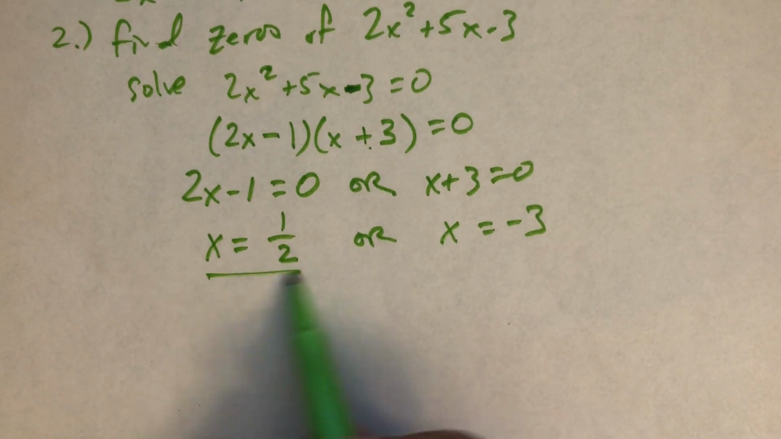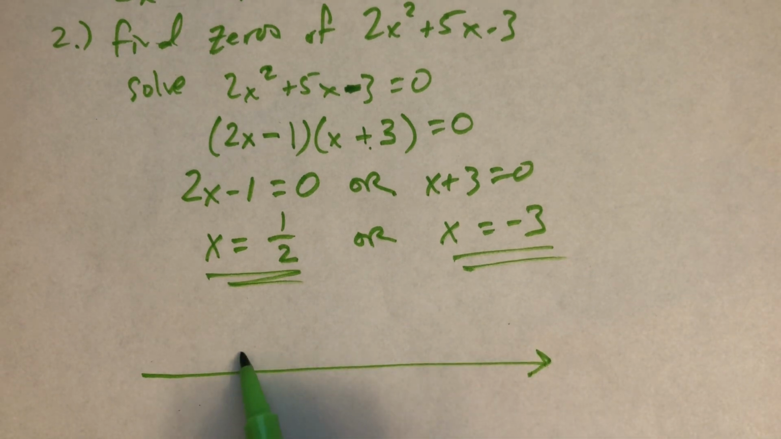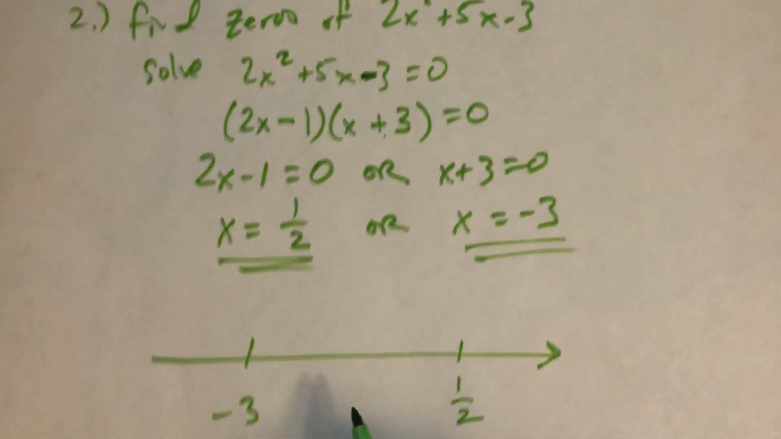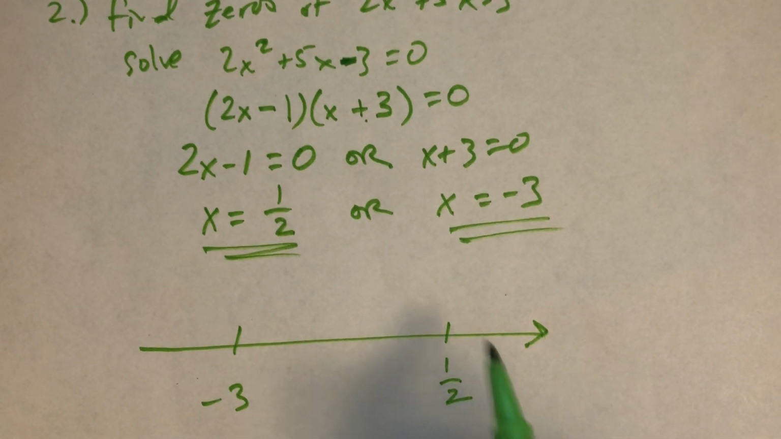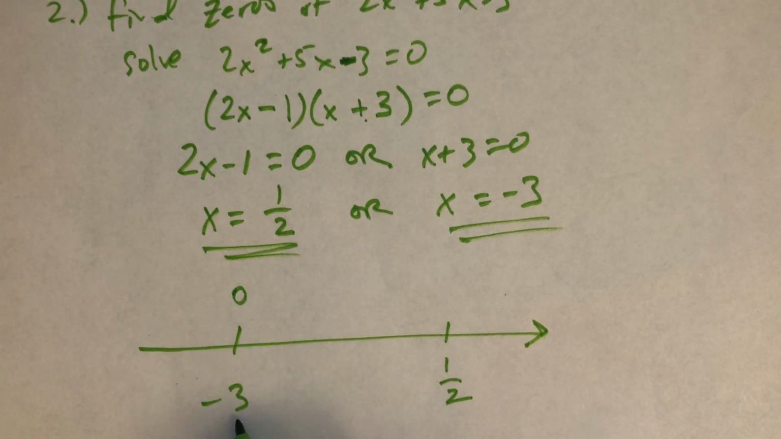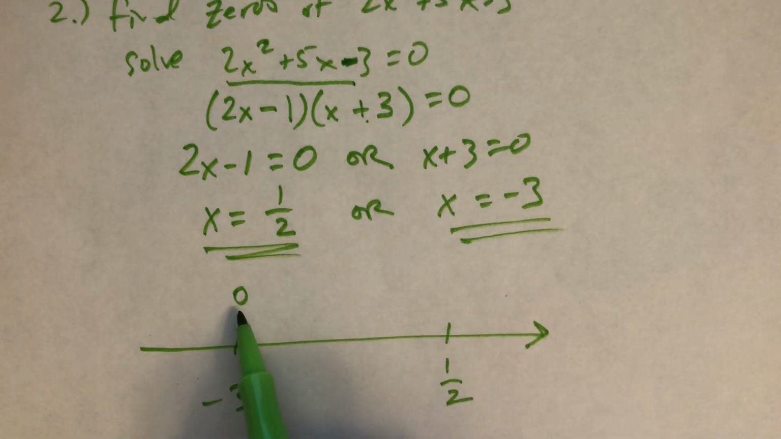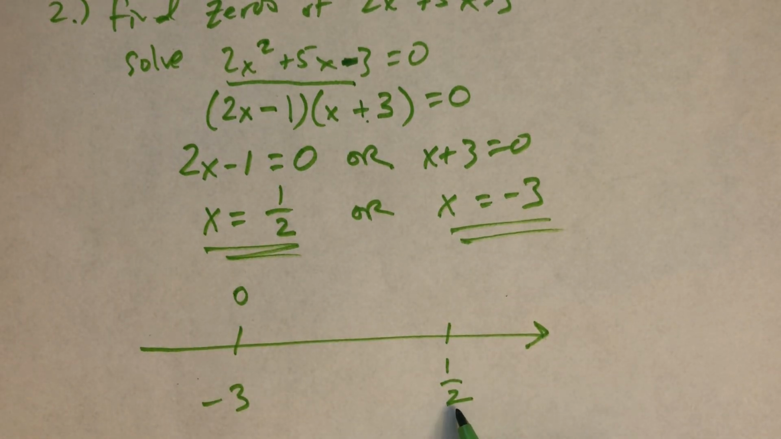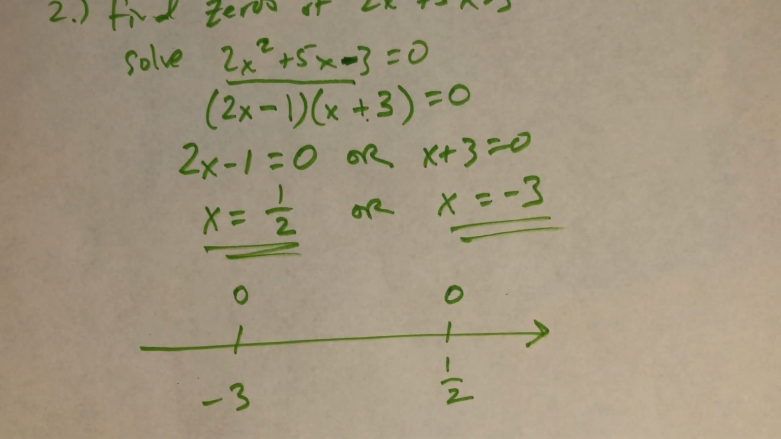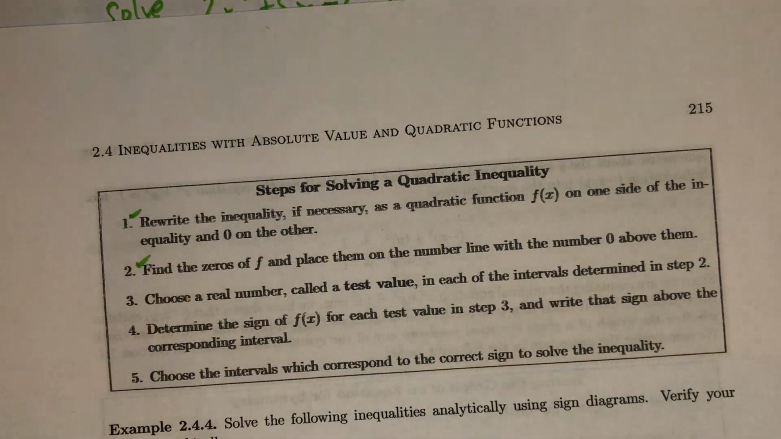Now we are almost done with this particular step. We've found the zeros. Now we're going to put them on a number line. Here's negative 3. Here's 1/2. What's going on here is we're putting x values on the bottom and their corresponding function values on top. If we put negative 3 into the original polynomial, we would get 0. Same thing with the 1/2. If we put 1/2 into the original polynomial, we would get 0. That's what we just showed. So step number 1 is done, and step number 2 is also done.